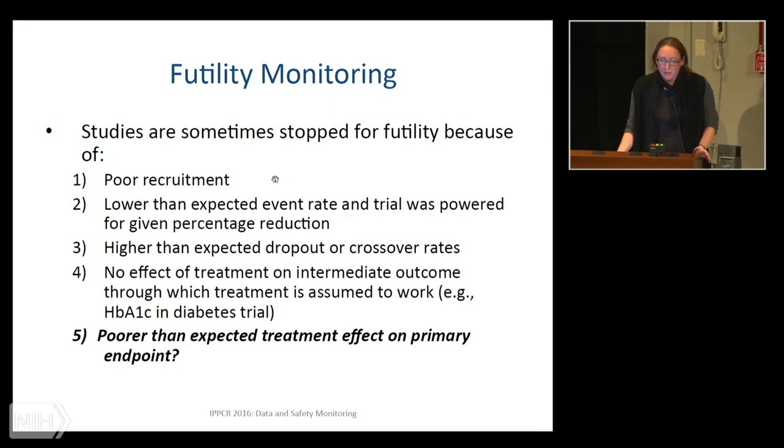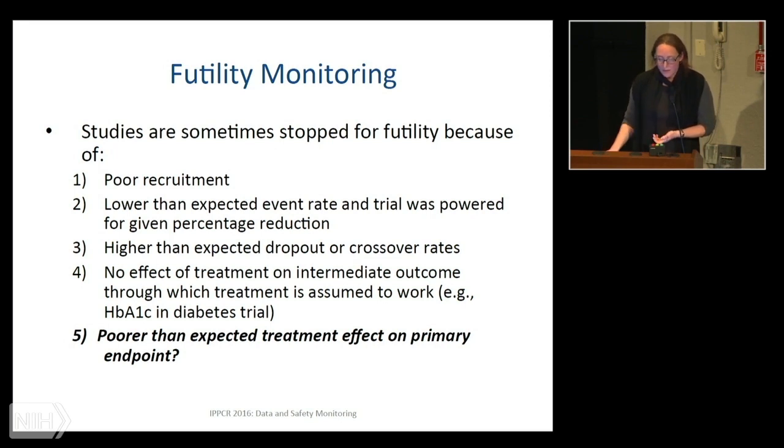Other reasons might be you can just look at the recruitment rate and the writing on the wall. This grant ends in a year. Look, you're not getting 200 people with this rare disease. Event rates might be too low. There could be unexpected dropout or crossover. Sometimes you're studying something that's easily available, like screening. And so you might realize that you just can't achieve the scientific goal.